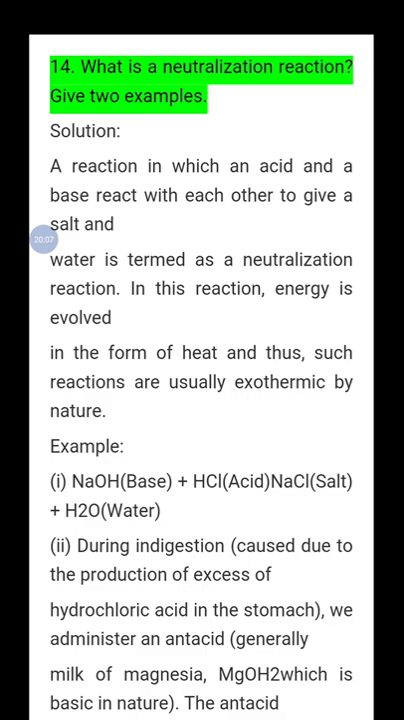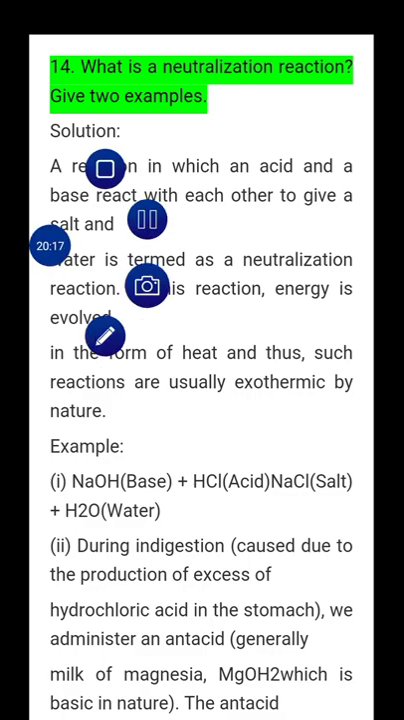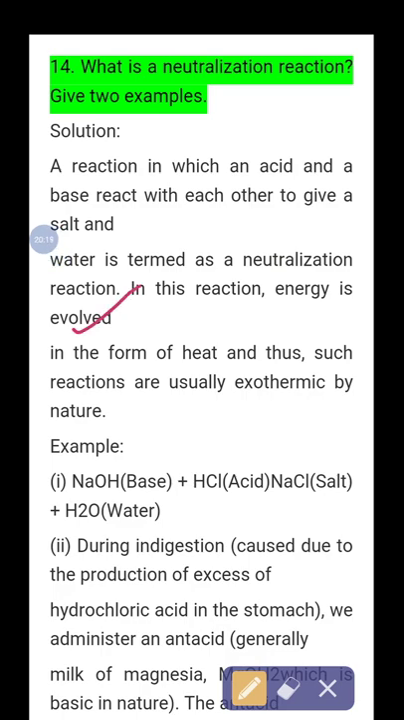So a reaction in which an acid and a base react with each other to give salt and water is termed a neutralization reaction. In this reaction, energy is evolved in the form of heat, and thus such reactions are usually exothermic reactions. This is the important point: a neutralization reaction is exothermic in nature. Here the equation: NaOH plus HCl gives out NaCl plus H2O.